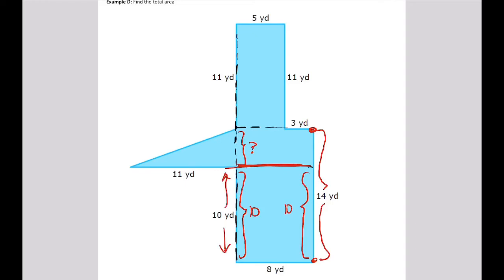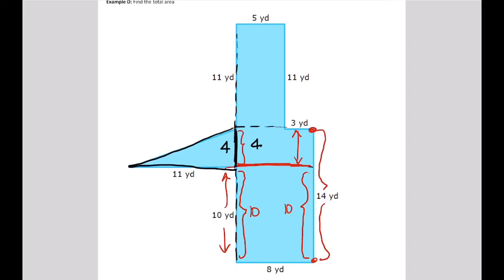So what does that leave for this part right here, if we know that the entire thing is 14? So 10 plus what is 14? So that's got to be what? It's got to be 4. That tells us that the height of that triangle right there is 4.